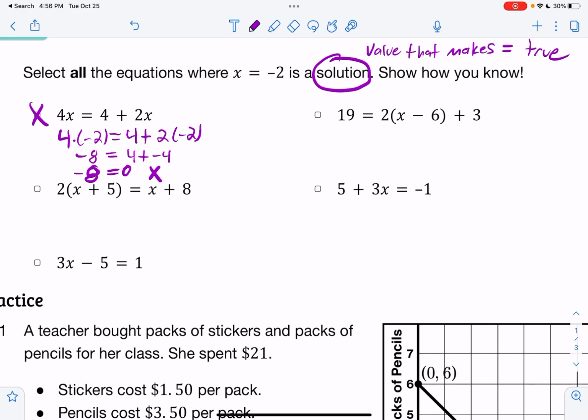I'm trying to think of which one I want to check. We'll just do number 2 as well. So we can see what happens if we replace x with -2. We'd have 2 times 3 on the inside is equal to -2 plus 8. So we have 6 is equal to 6, which is something that's true. So we'll do a check mark there, that this one works. So I'll let you check the other ones. It's good practice.